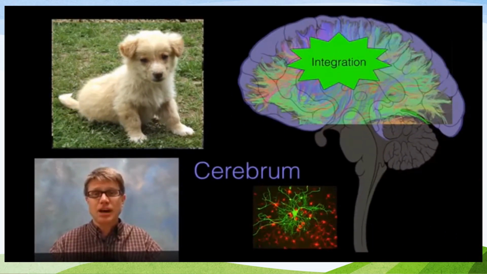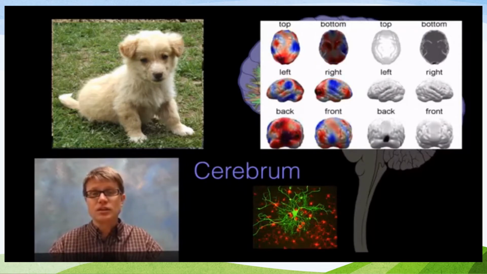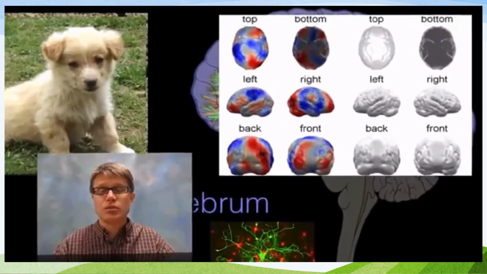And it used to be a black box. We didn't know really what was going on, but now we can use technology like a functional MRI, a functional magnetic resonance imaging. And what we're looking at here is a brain in action.